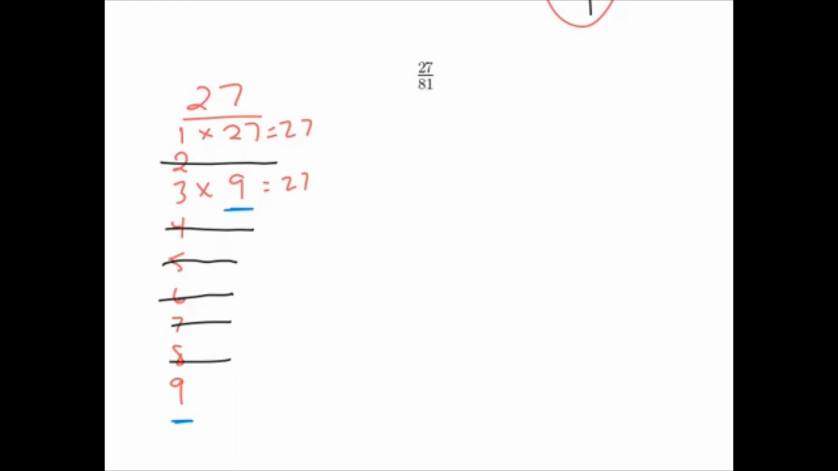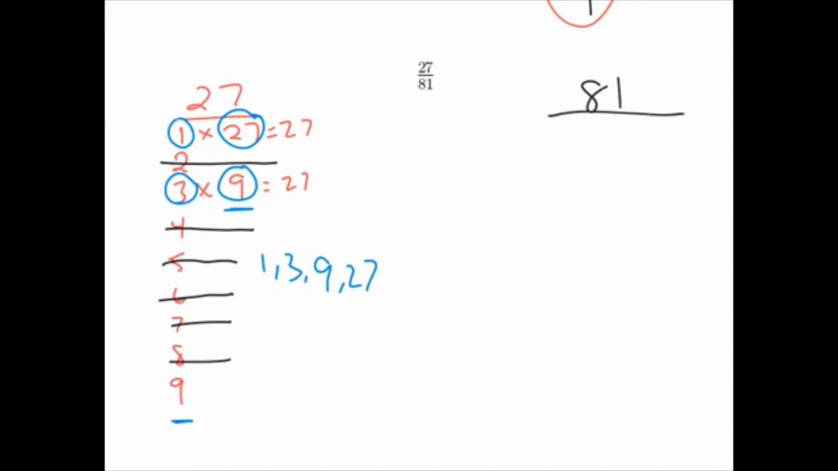So it looks like the factors for 27 are 1, 3, 9, and 27. So I'll just write those out. 1, 3, 9, and 27. So now let's take a look at the number 81.